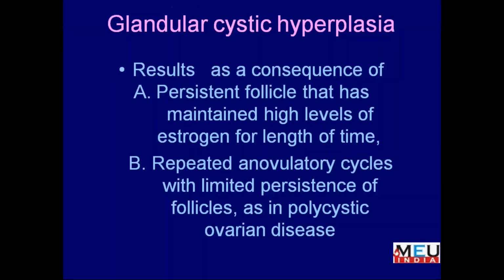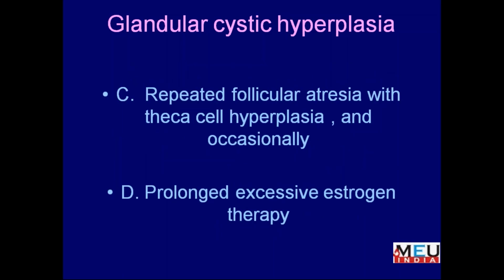Now, glandular cystic hyperplasia results as a consequence of a persistent follicle that has maintained high levels of estrogen for a long period of time, and there are repeated ovulatory cycles with the persistence of follicles, as in polycystic ovarian disease. It could be because of repeated follicular atresia with theca cell hyperplasia, and occasionally there could be prolonged excessive estrogen therapy.